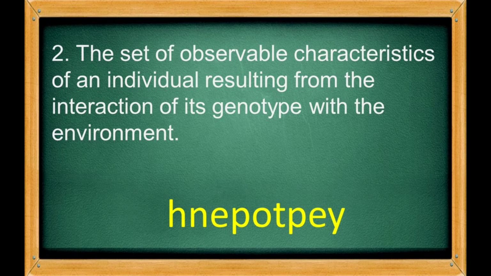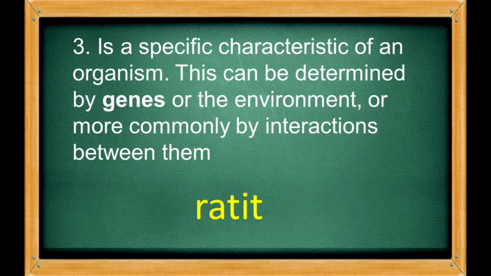2. The set of observable characteristics of an individual resulting from the interaction of sets of genotypes within the environment. Very good. That is phenotype. 3. Is a specific characteristic of an organism, and this can be determined by genes or environment, or more commonly by the interactions between them. You are right, that is trait.